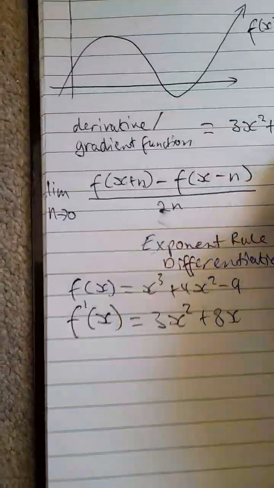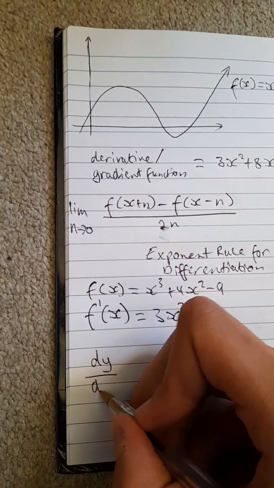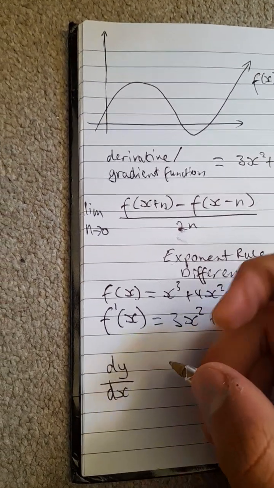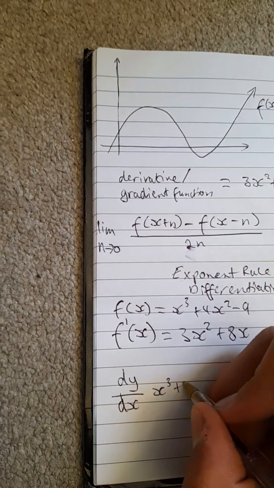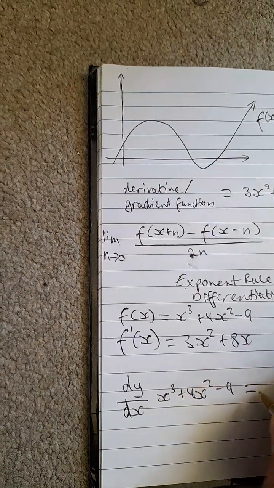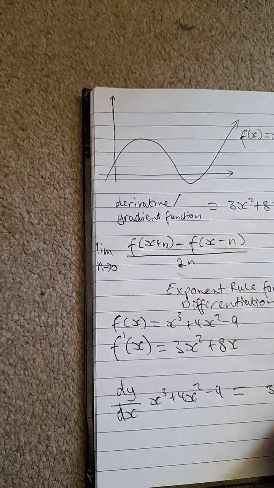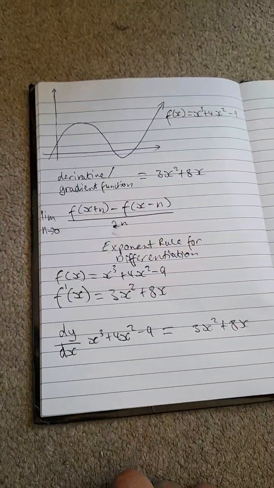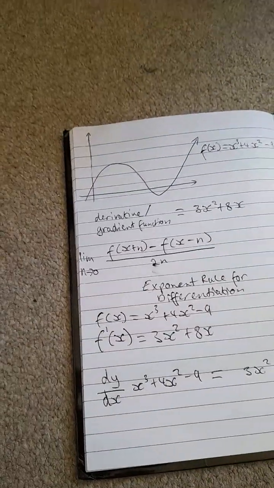Another way we can notate this is dy over dx of x cubed plus 4x squared minus 9 equals 3x squared plus 8x, like that. So that's another way we can notate this. Now on to today's lesson, the exponent rule.